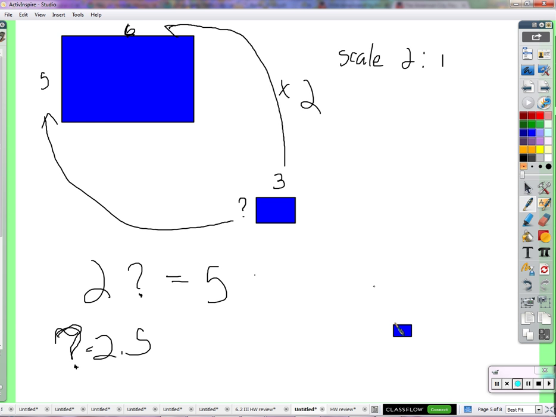Let me scale it down again. Scale it down even more. So if I took this guy, I copied it, I shrank it down until this long side here was 1, how are we gonna figure out how long this short side is? Take it times 0. It's 0? Mm-hmm. Why 0?